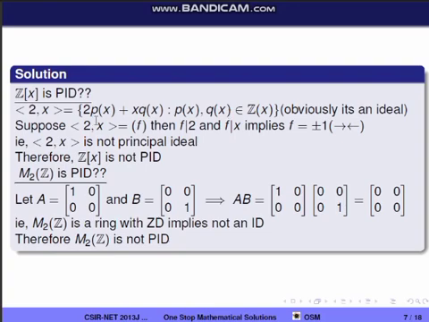I am using the method of contradiction to prove this. Suppose this ideal is generated by a single element f, then f should divide 2 and f should divide x.